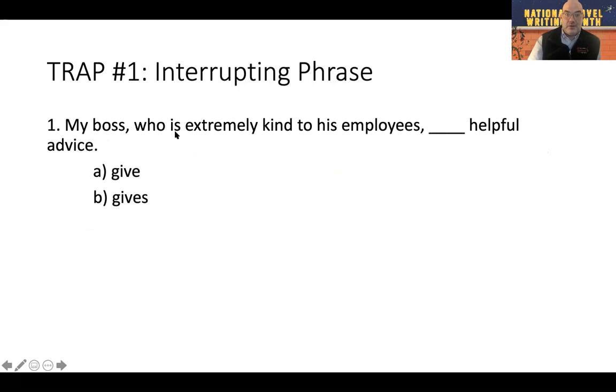Now, the way this is written, it's really easy to try to match your verb to employees, but employees is not the subject of this sentence. Employees is the object of this little prepositional phrase, which lies inside this non-restrictive modifying phrase. So it should be fairly easy, however, to spot the simple fact that employees are not doing the giving. The noun doing the action is boss. So it should be "my boss gives helpful advice."